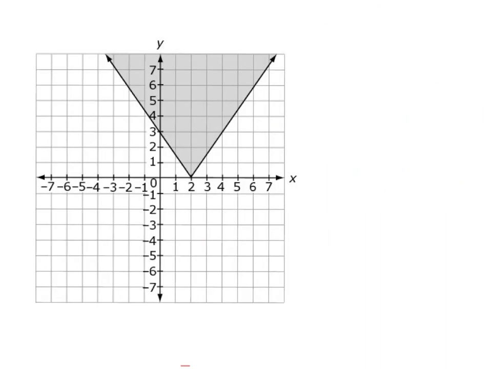Okay, and the last type of problem we're going to look at is absolute value inequalities, writing the inequality from the graph. So just like the previous one with the equations, inequalities start out the same way.